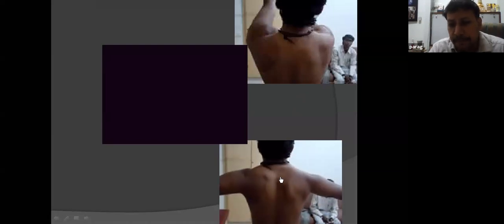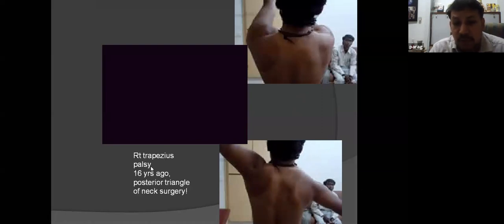Is this working? Yes, sir. Wonderful. So he is not able to abduct also. This is the normal shoulder, but this scapula is severely unstable. So this is again a case of a right-sided trapezius palsy following posterior triangle surgery of the neck. You may not have seen any trapezius palsies in your life, but I am showing you 3 of them in just the examination video.